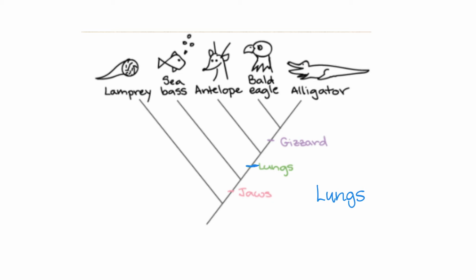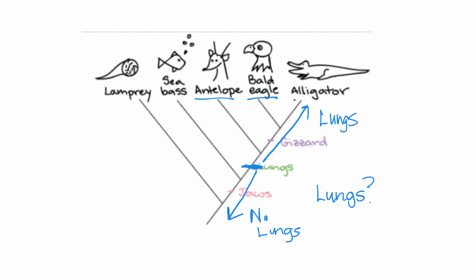Any species that appeared before that, or any organism that appeared before that, would not have lungs. All the species that occur after this, they have lungs. So if I wanted to know which species have lungs, I would just look at all the species that occurred in time after this point where lungs appeared. So my answer would be antelope, bald eagle, and alligator. All 3 of those have lungs.